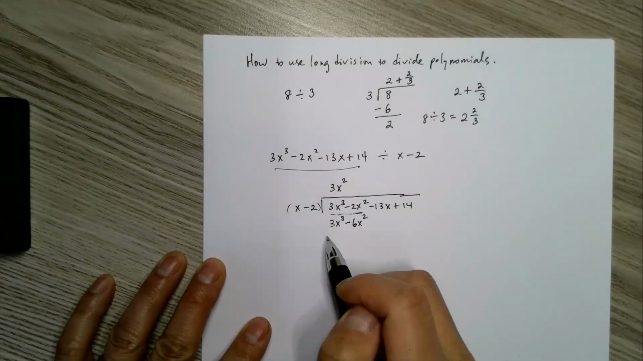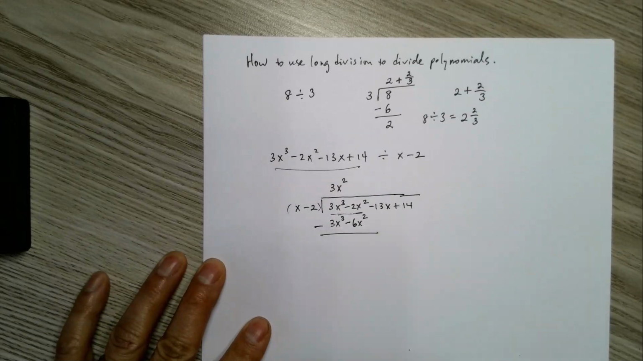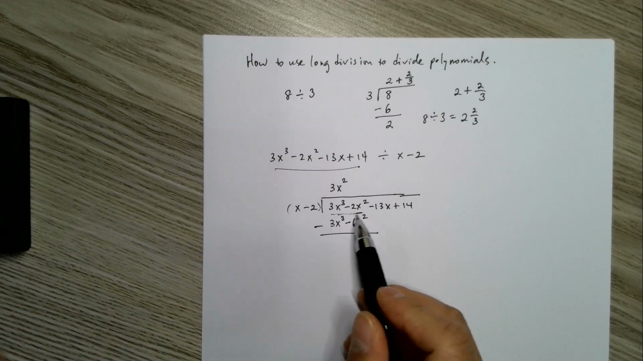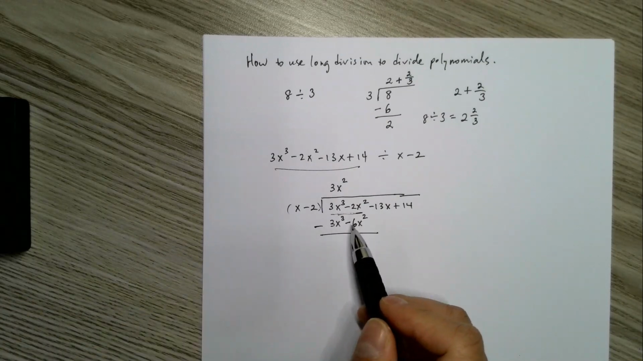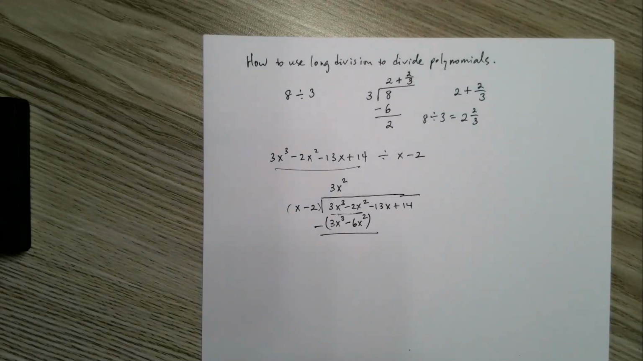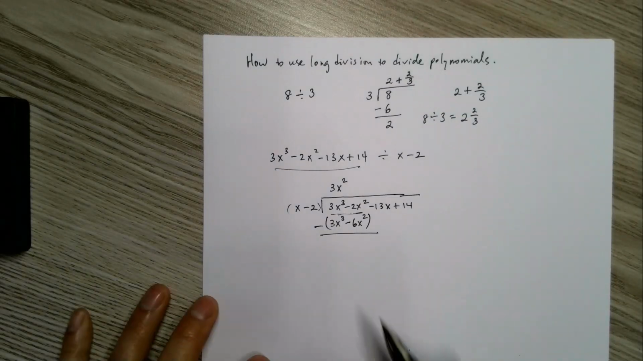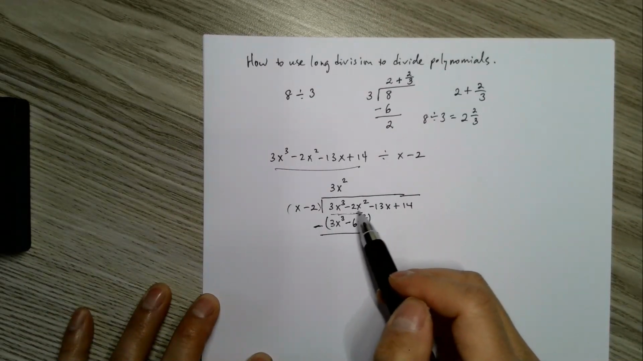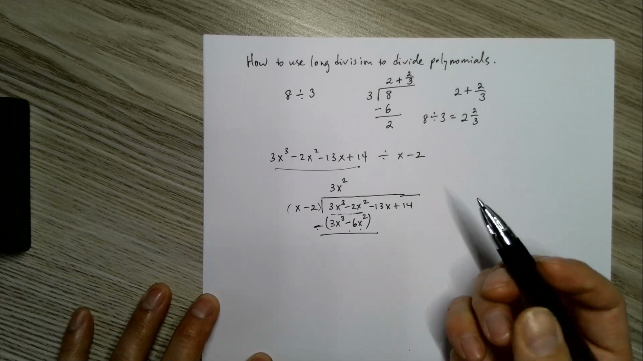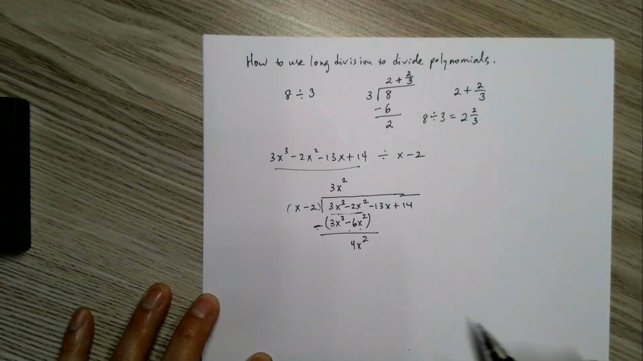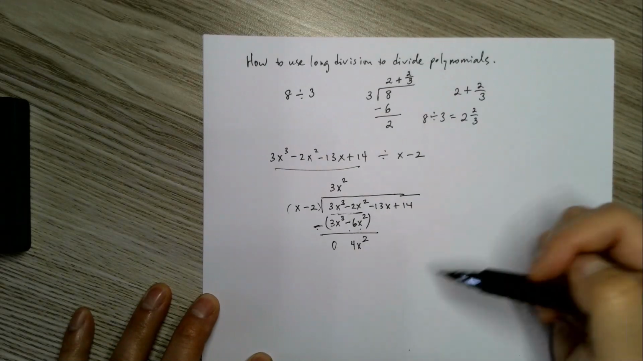Okay, now I subtract. Now here, since I have 2 terms that I'm subtracting from these 2 terms, there's a potential of making a mistake when I'm doing the subtraction because I've got negative signs here. So I recommend that you put parentheses here to help you remember to distribute the minus sign. So negative 2x squared minus negative 6x squared is negative 2 plus 6x squared. So that's positive 4x squared. And then this will be 0, so I don't have to worry about that.